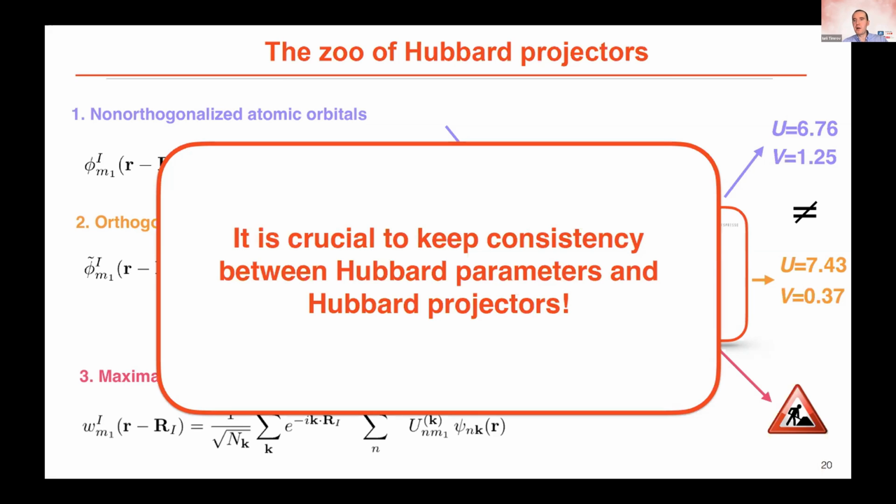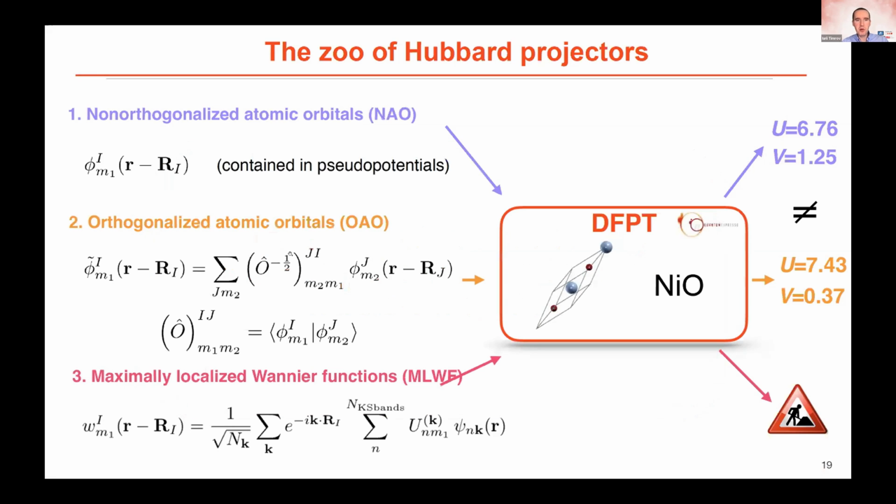So if you computed Hubbard parameters using orthogonalized atomic orbitals, you need to use those values with the same type of projectors for production calculations. And the question is, which type of Hubbard projectors should I use? From our experience, the orthogonalized atomic orbitals are more accurate than non-orthogonalized ones. And also they are more accurate because in the overlap regions, we don't apply the Hubbard-U correction twice.